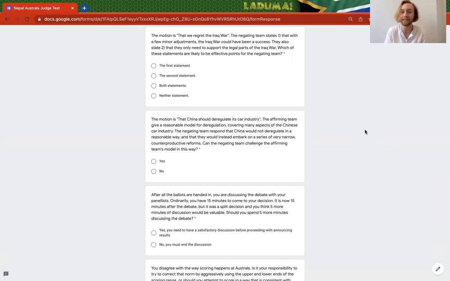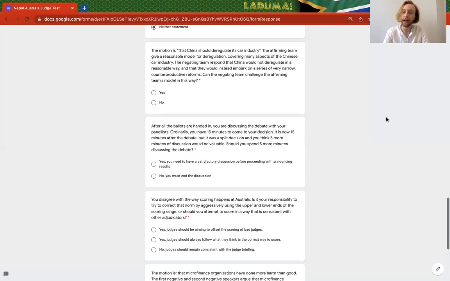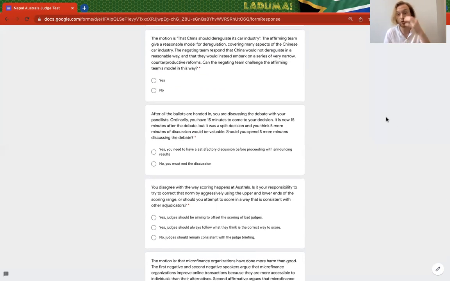And secondly, you have to analyze the totality of the Iraq War. The Iraq War very likely includes the illegal aspects of the Iraq War. The Iraq War is quite an important part of that. And so that's likely a narrowing of the debate that will be unsuccessful. So neither statement. The next question is also one about the way that Fiat operates.